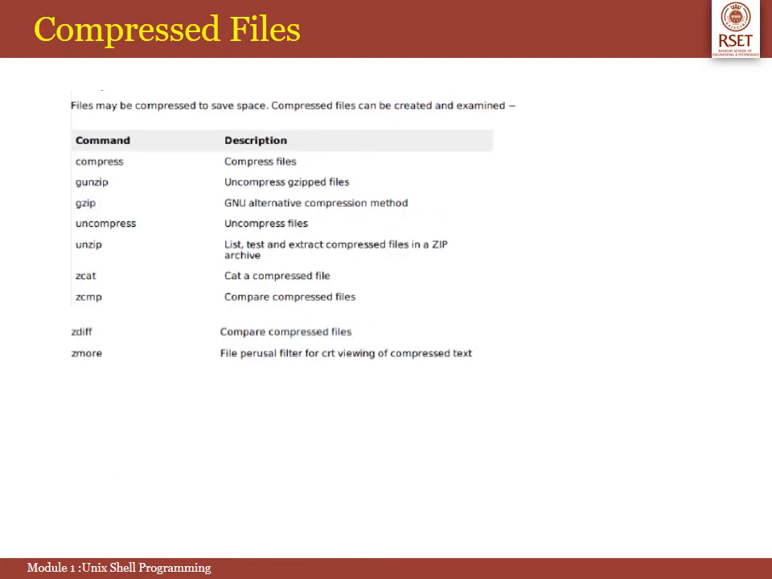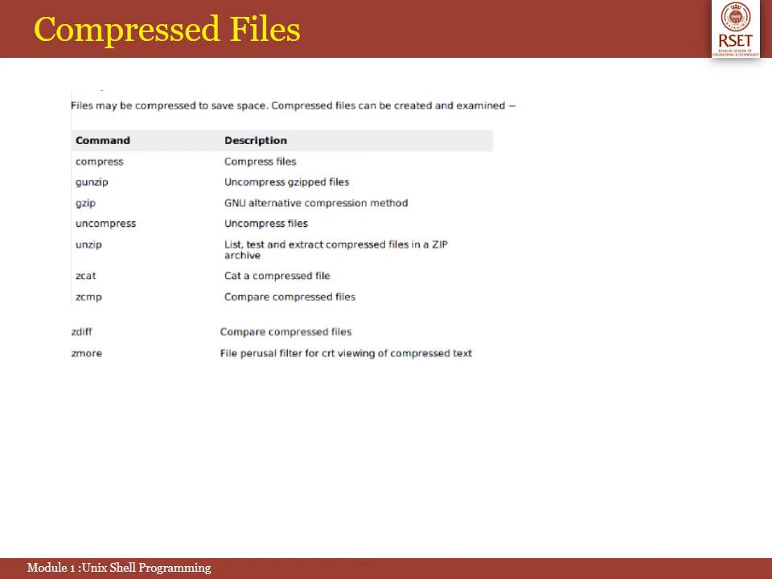The commands which are used for compressing the files are, first one is compress. It is used to compress the files. Gunzip will uncompress the gzip files. Gzip is the GNU alternative compression method. Uncompress will uncompress the files. Unzip will list, test and extract the compressed files in a zip archive.